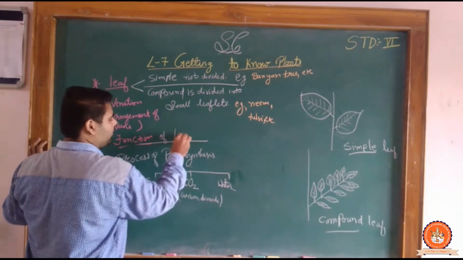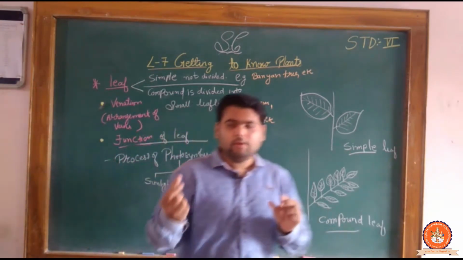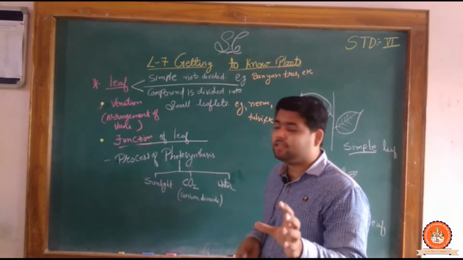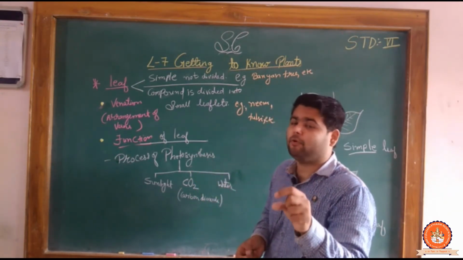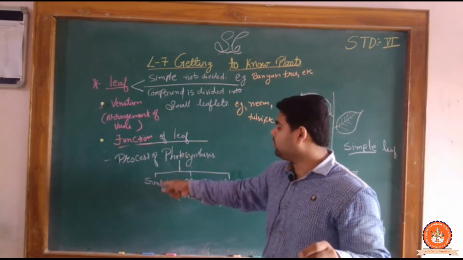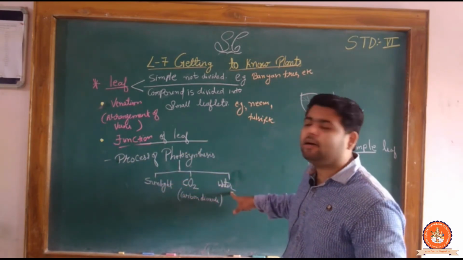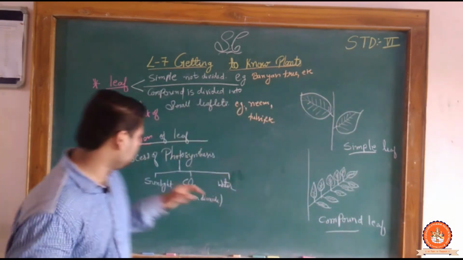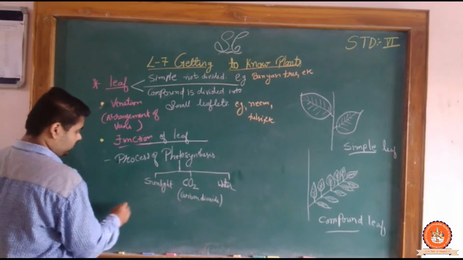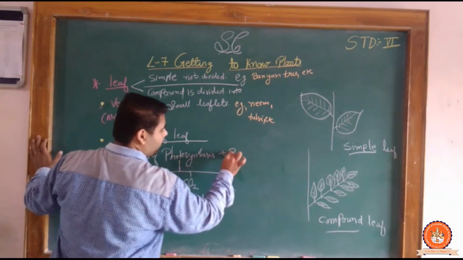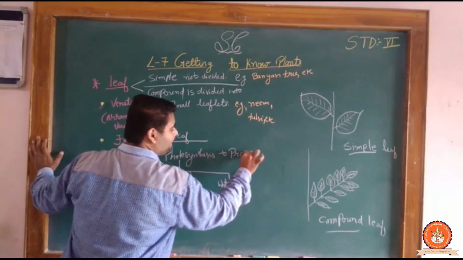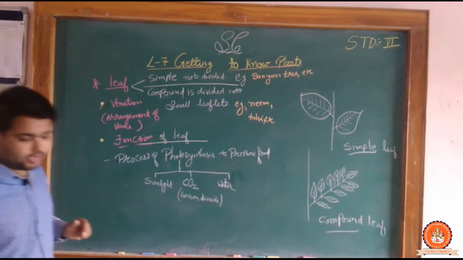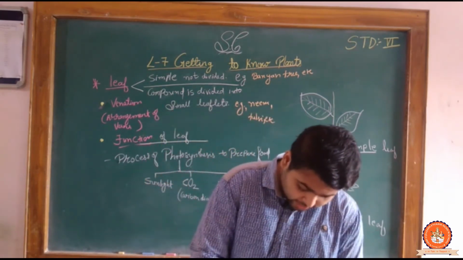Now from the leaf, function of leaf. From the leaf there is a presence of green pigment. Clear? That leaf is in green color, so there is a presence of chlorophyll. From that, with the use of sunlight, carbon dioxide and the water, they are preparing what? They are preparing the food. Process of photosynthesis to prepare food. Clear Vachavadi?